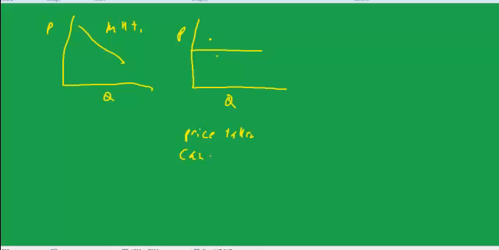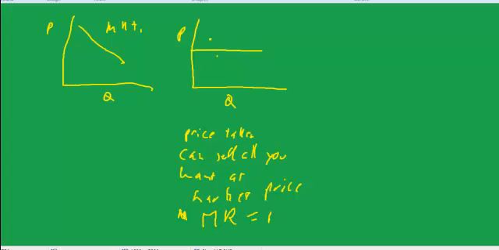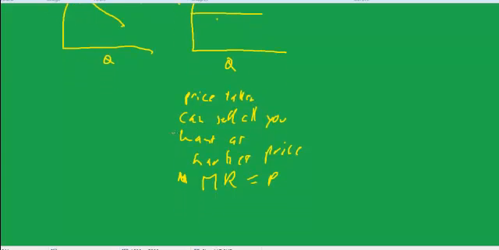You can sell all you want at the market price. Also, marginal revenue is equal to price. That is, every additional unit you produce or sell, so delta R over delta Q, every additional unit that you produce or sell gives you the market price in terms of revenue. So the marginal revenue equals price.